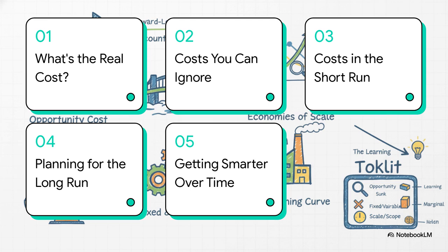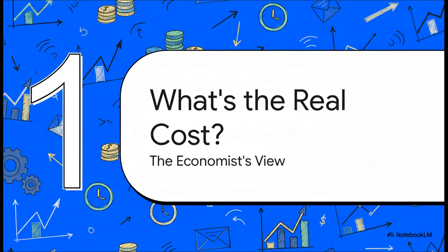First, we'll figure out what the real cost of something is. Then we'll talk about the costs you should actually just ignore. After that, we'll look at your costs in the short run, then how to plan for the long run. And finally, the secret to getting smarter and cheaper over time. All right, let's start building. First tool in the box, figuring out the real cost. And this whole thing starts with understanding a really fundamental difference in how you look at the world.